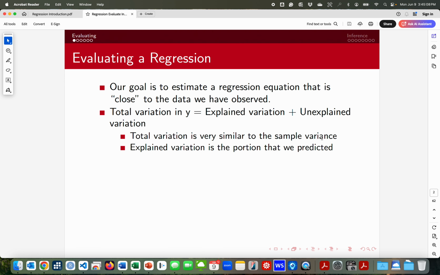So the total variation is very similar to the sample variance. The portion of that, the explained variation, is a portion that is predicted. This isn't technically correct.